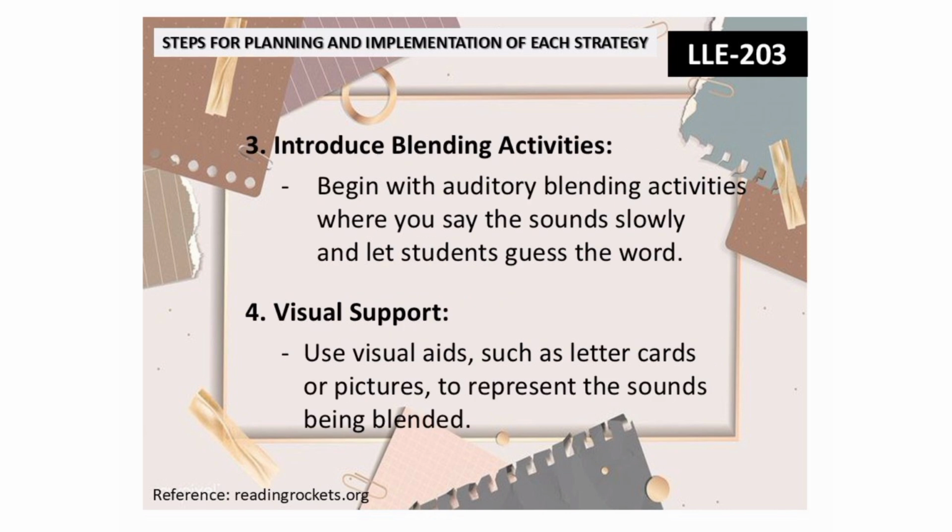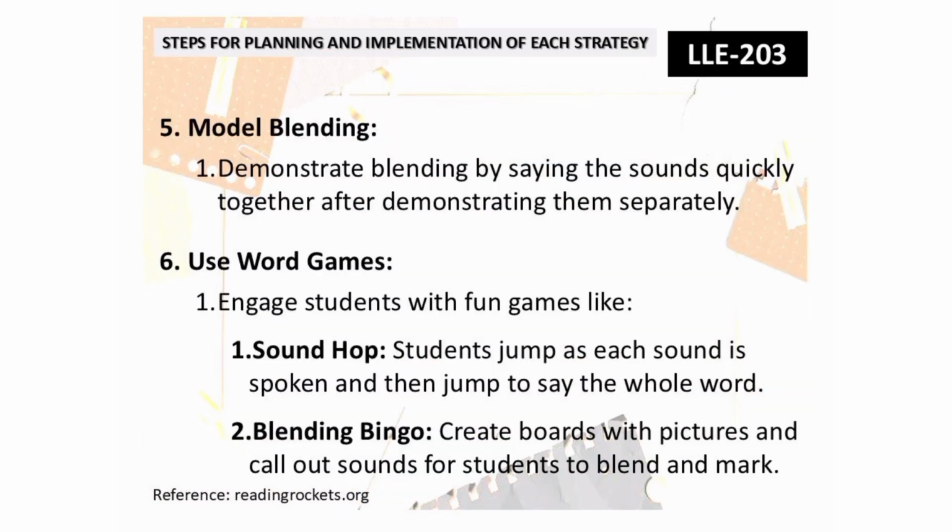It can be done using auditory blending activities where you say the sounds slowly and let students guess the word. By doing that, we can also use visual aids as support for memory and recognition of the students, such as letter cards and pictures to represent the sounds being blended together. For the model blending, it demonstrates blending by saying the sounds quickly and together after demonstrating them separately.